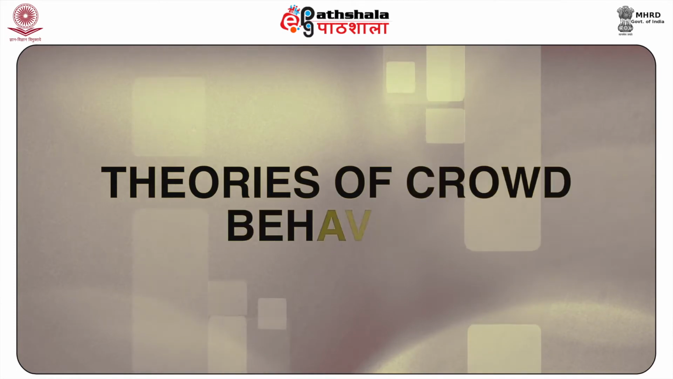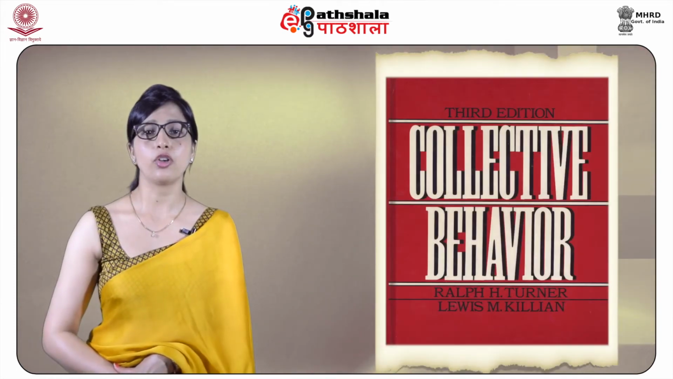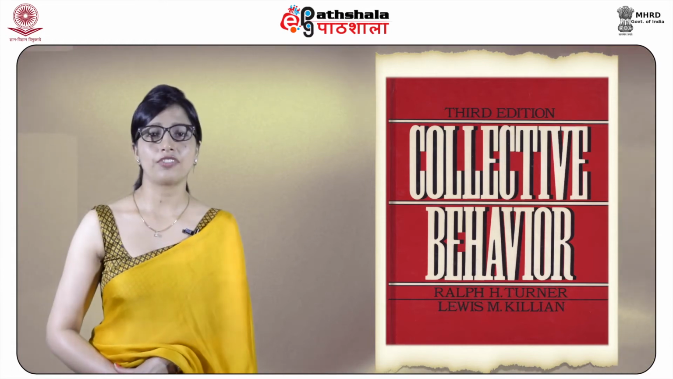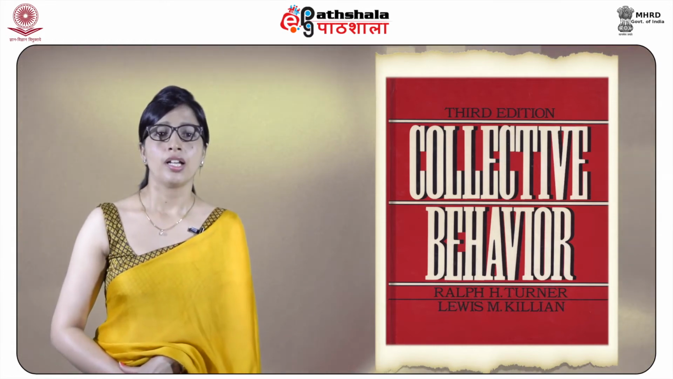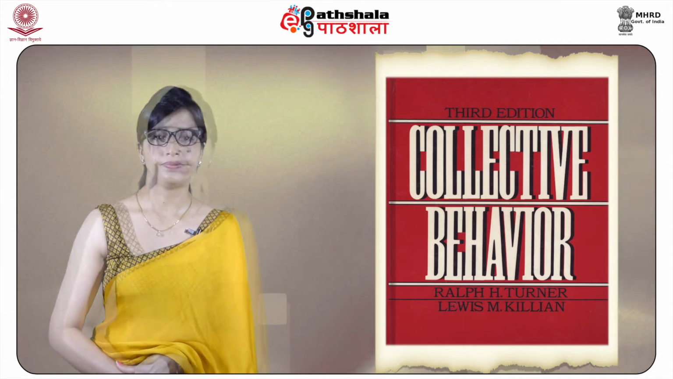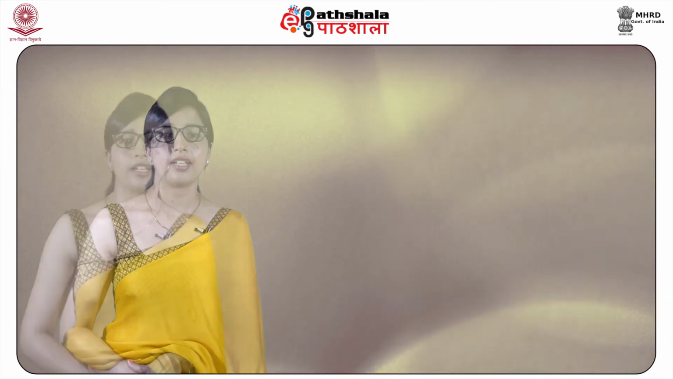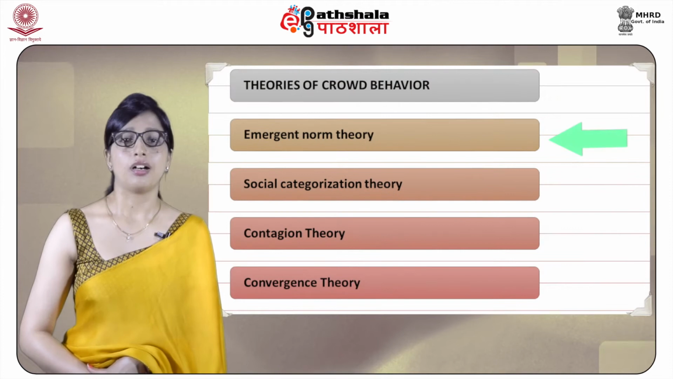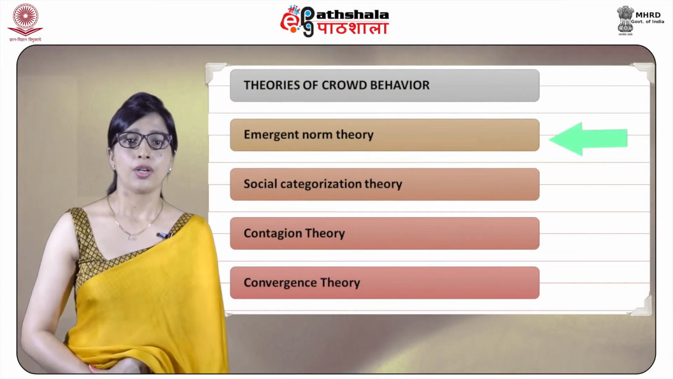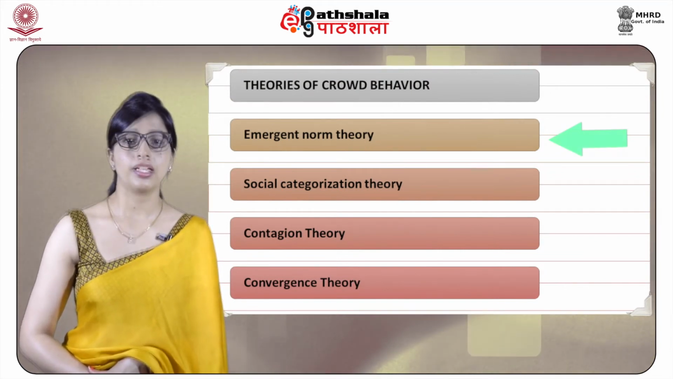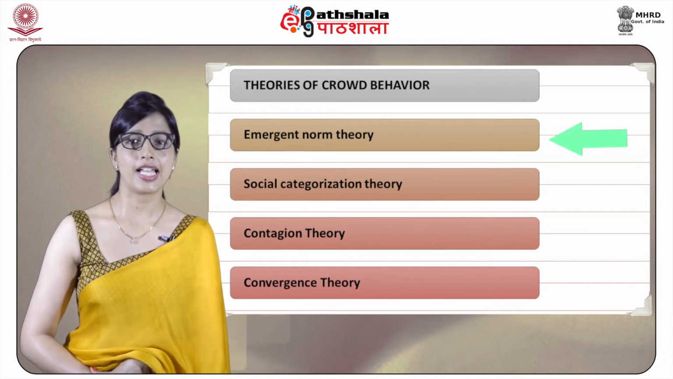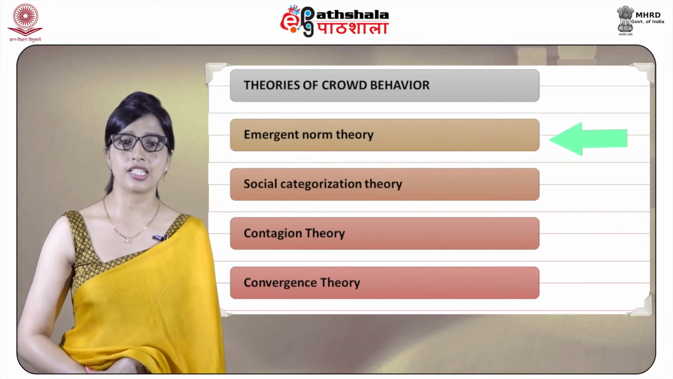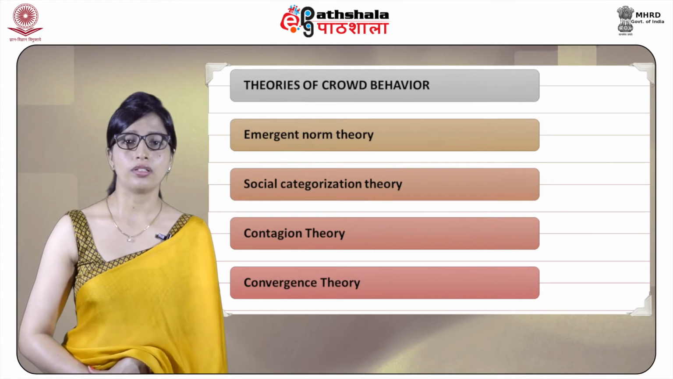Now, the theories of crowd behavior. The first is emergent norm theory. Just after the mid-20th century, Turner and Quillian presented their emergent norm theory of collective behavior, which downplayed the irrationality emphasized in earlier decades by Le Bon and other intellectuals.